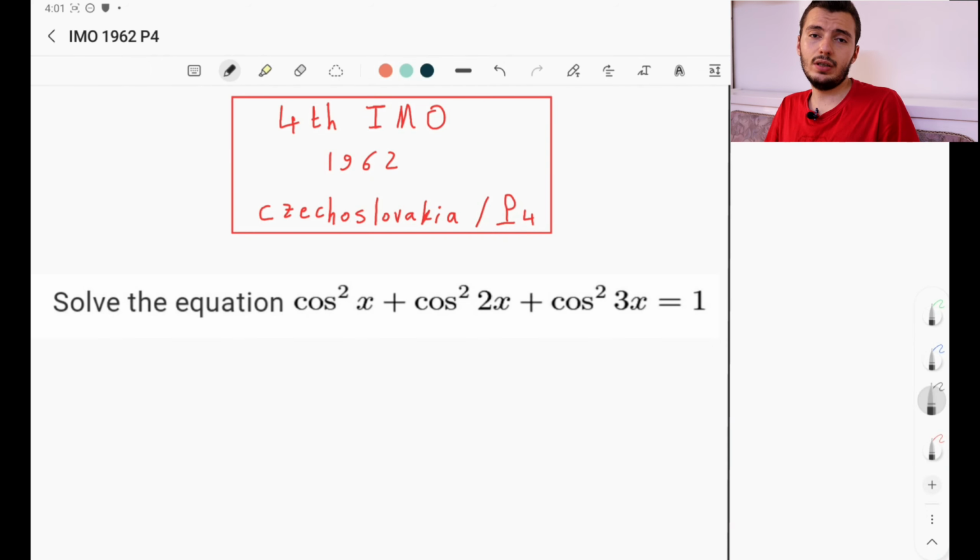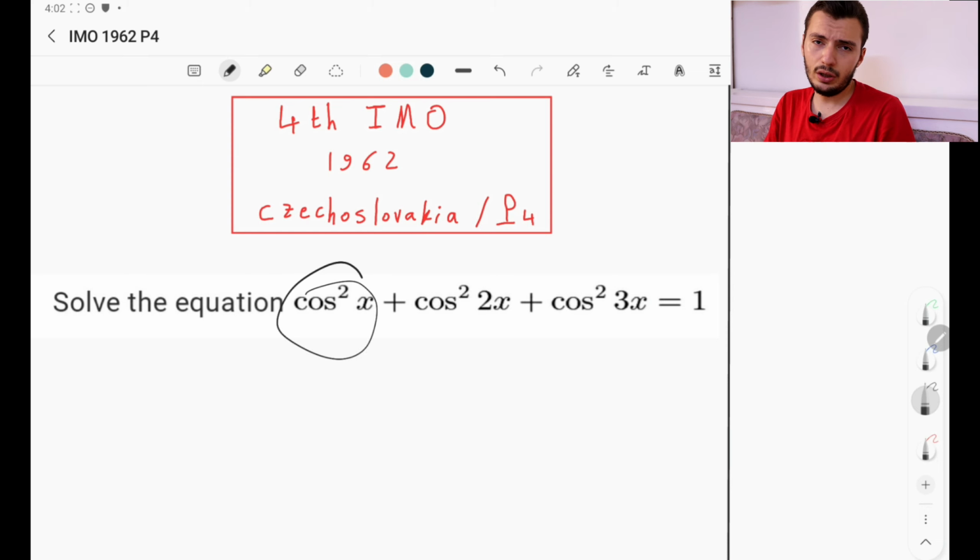Alright, so in this problem, we have the following equation. We need to solve for x: cosine x squared plus cosine 2x squared plus cosine 3x squared is equal to 1. As you can see, this is a pure trigonometry equation in which we just have cosines, and we need to somehow deal with it and establish the set of solutions. Alright, so let's start. We have 3 terms here on the left hand side.